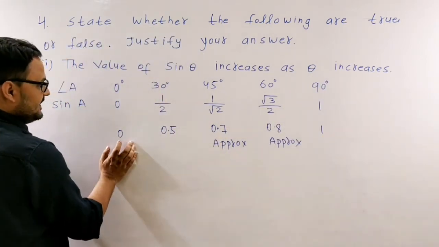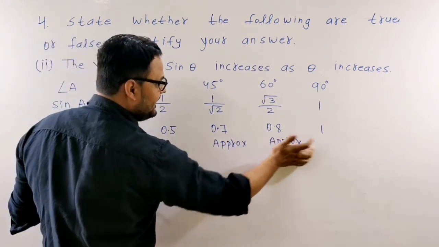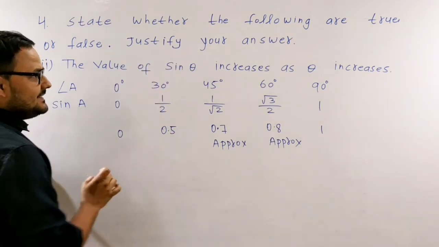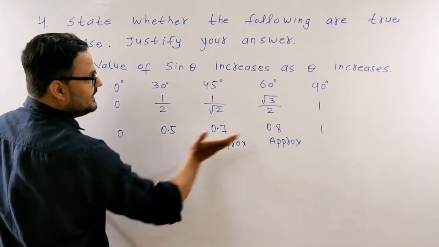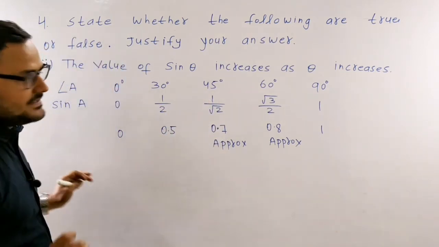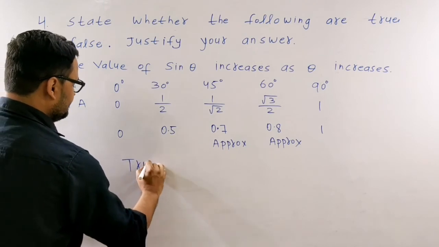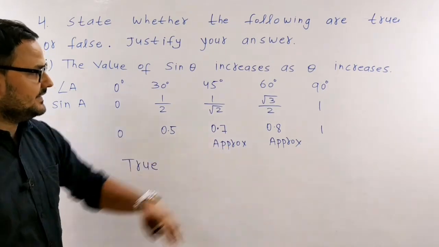Now, if we check 0, 0.5, 0.7, 0.8 and 1, and what they are asking, the value of sin theta increases as theta increases, and if you check, it is an increasing order. So the second one is correct. So it's true. Second one is true, and the reason is here.